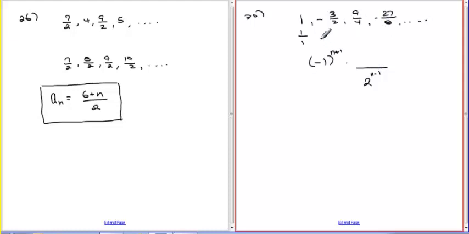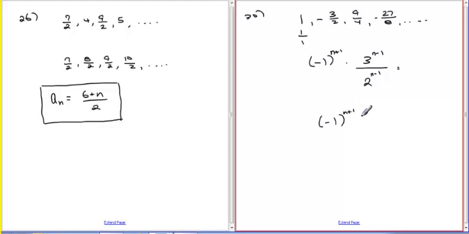Now the numerator is a multiple of 3, so we're going to have 3 raised to the n minus 1 power again. Because here I have 3 to the 0 power is 1, any number to the 0 power. So 3 to the first power, 3 to the second power, 3 to the third power. Now, so that's the equation.